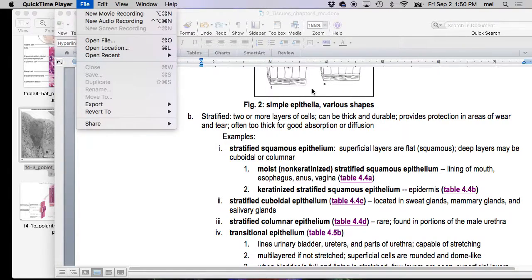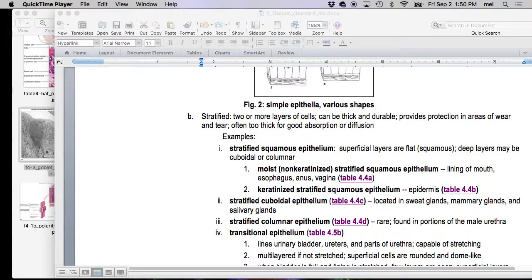Our final, is it on Monday or Wednesday?